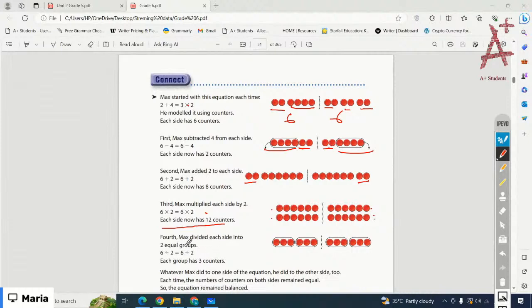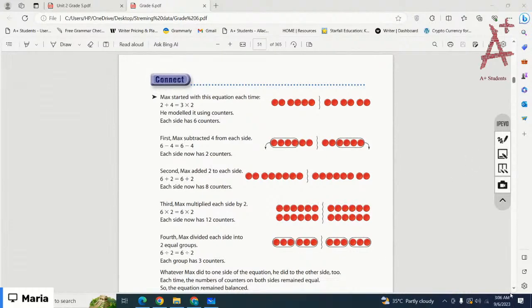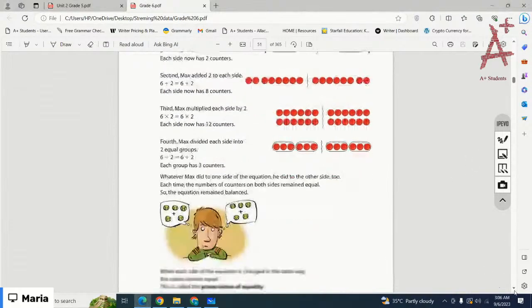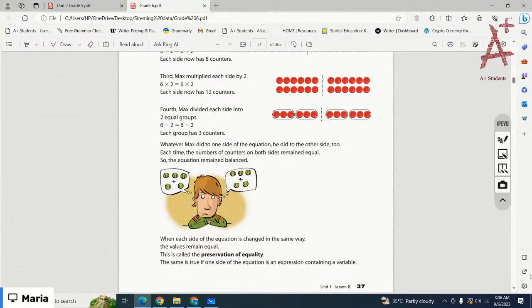Fourth, Max divided each side into two equal groups. So on both sides he makes two groups. You have three counters in each group, two groups of three counters. On the other side, you also have two groups of three counters. So in one group, you have three counters, right? Okay, whatever Max did to one side of the equation, he did to the other side too. Each time the number of counters on both sides remained equal, right? You can see at every step both sides are exactly equal. So the equation remained balanced.